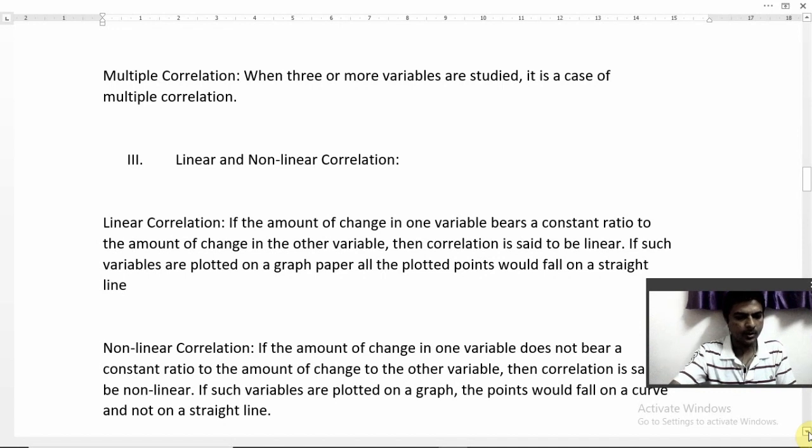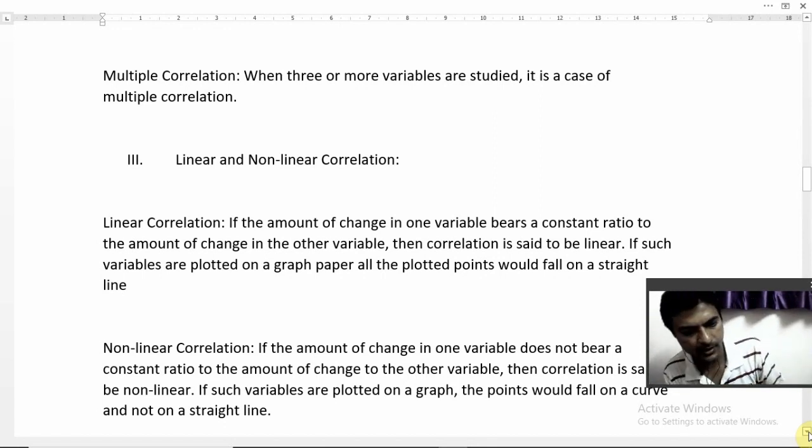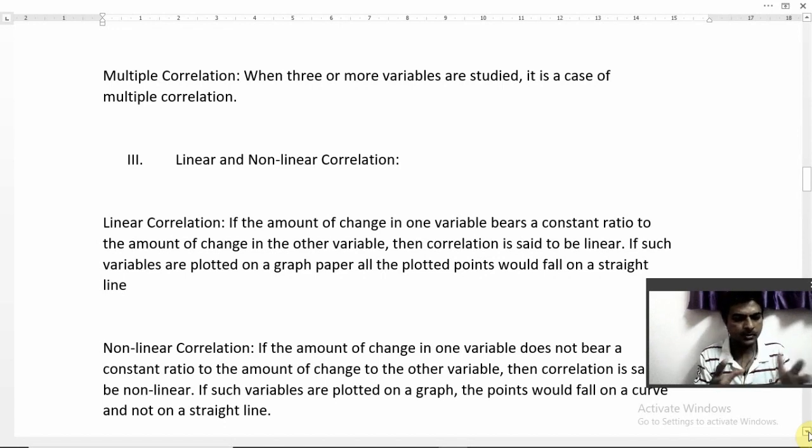This is very, very important. If the amount of change in one variable bears a constant ratio to the amount of change in the other variable, then correlation is said to be linear. Suppose you plot on paper, all the plotted points fall on a straight line. It is assumed that to produce 1 unit of finished product we need 10 units of raw materials. Then subsequently to produce 2 units of finished product we need double that of the 1 unit. So this is how we can say this is linear correlation.